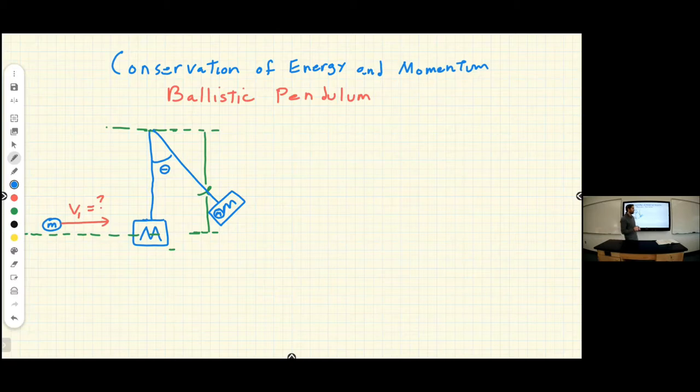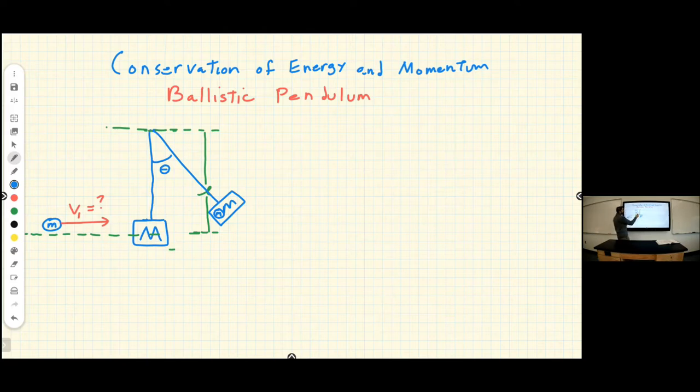So the way it works is you have a bullet, or a musket ball, or some sort of projectile that's fired into a much larger, massive object that's hanging from a string or a rope or something like that. This thing is fired into this block, and this block is designed so that the projectile will become embedded in it. So you'll have a totally inelastic collision. And once that happens, the combination of those two objects will then swing upwards at some angle.